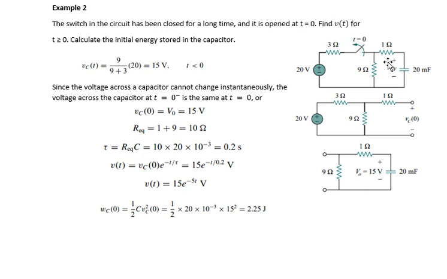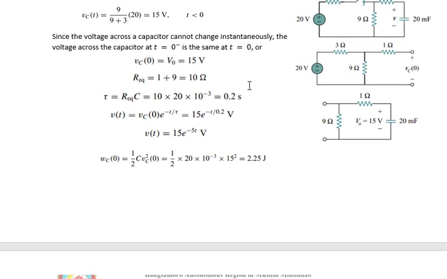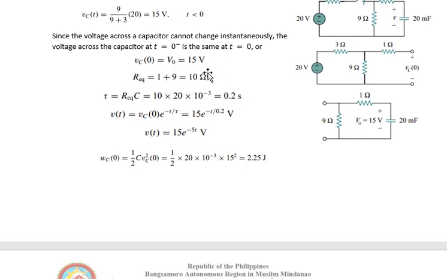So at time t that is greater than 0, we open that one. So this is the only thing remaining in our circuit. It says here, since the voltage across the capacitor cannot change instantaneously at time t is equal to 0, then at time t greater than 0 it is constant and does not change instantaneously. So it will not fluctuate. So the capacitor voltage at t is equal to 0 negative is the same at t is equal to 0 positive, or VC of 0 is equal to V sub O is equal to 15 volts.